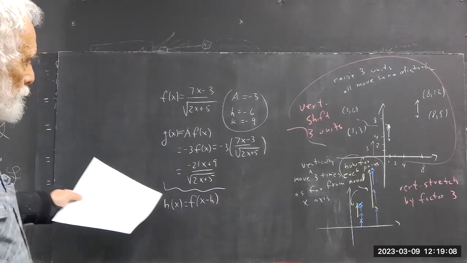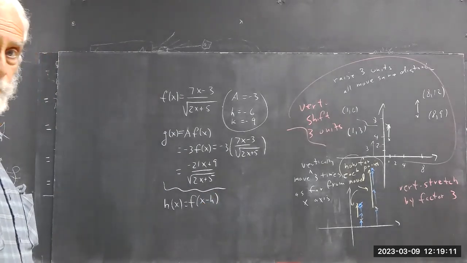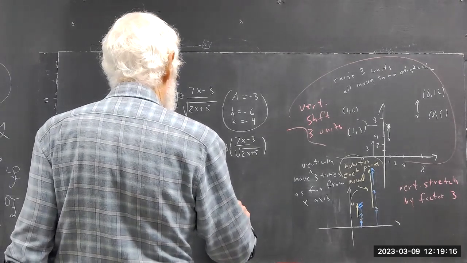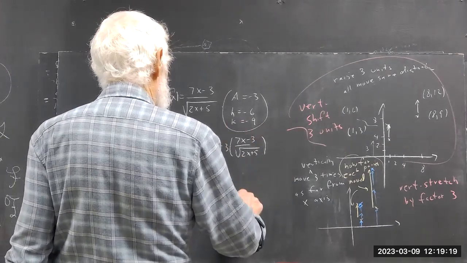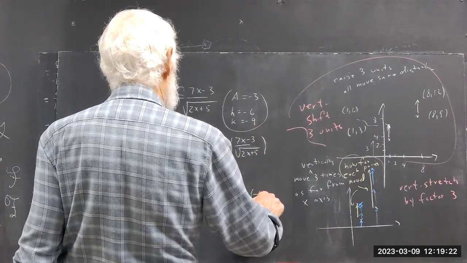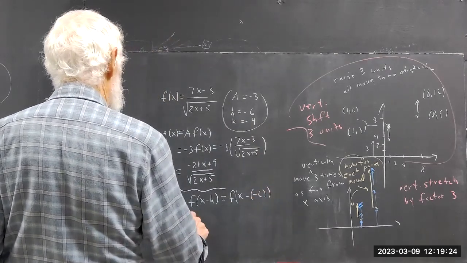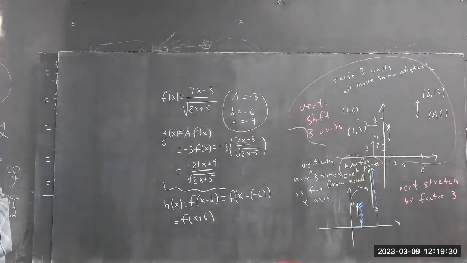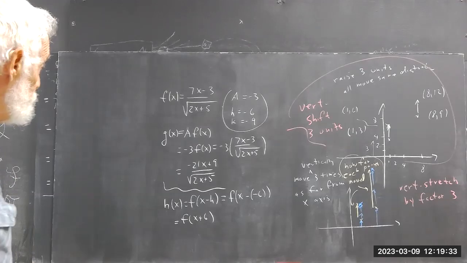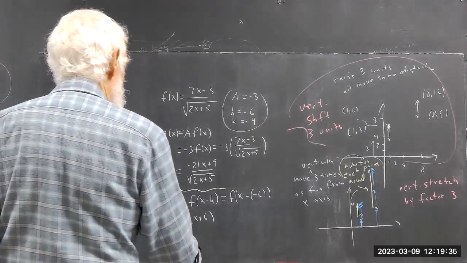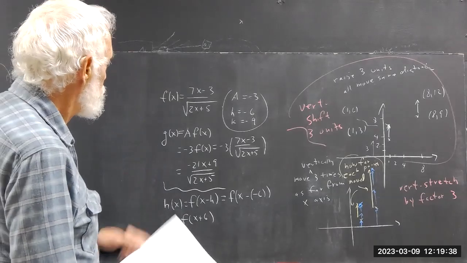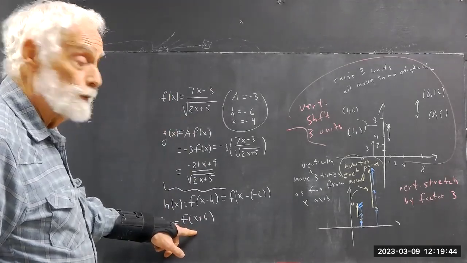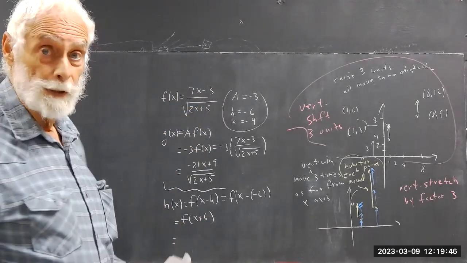H of x equals f of x minus h. Well, h is -6. That's f of x minus -6, which is f of x plus 6. What's f of x plus 6? Well, f of x is 7x minus 3 over 2x plus 5. We've replaced x by x plus 6. So we replace all these x's by x plus 6.